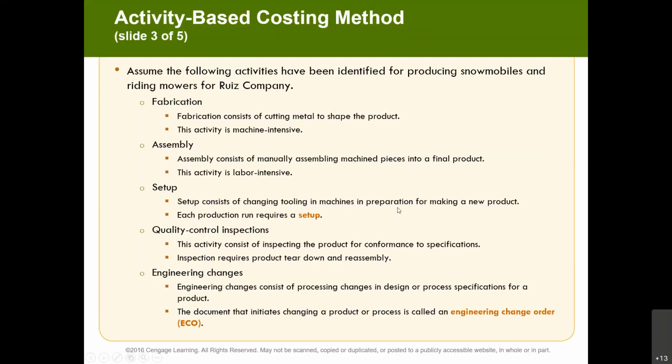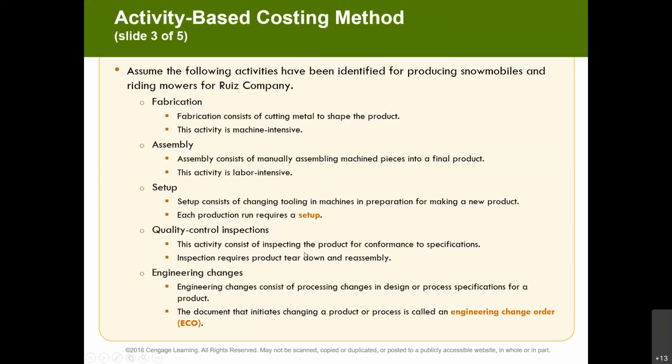And so, a setup. Each production run requires a new setup. And so the activity-based cost here would be the setup. Then we have quality control inspections. This is an activity where we inspect products for conforming to specifications. And the inspection requires a product teardown and reassembly.